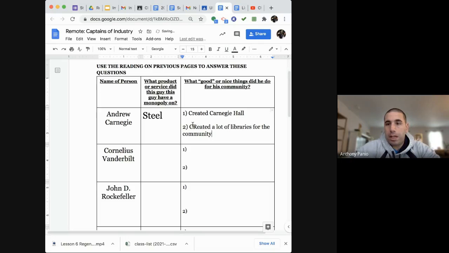With all of that money, he did some things that were very helpful to the community and for the country, because he created libraries. He created things that people could attend. He created a college. So with all of that money, he did do some nice and good things.